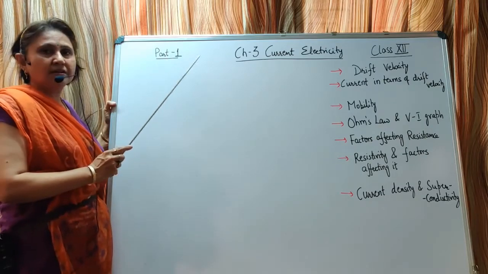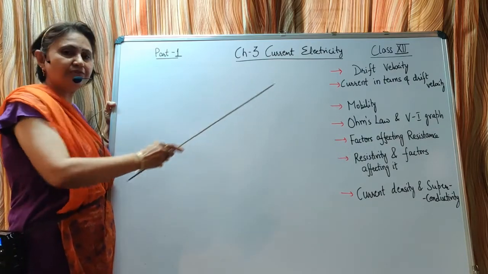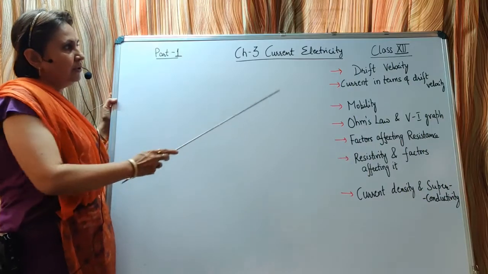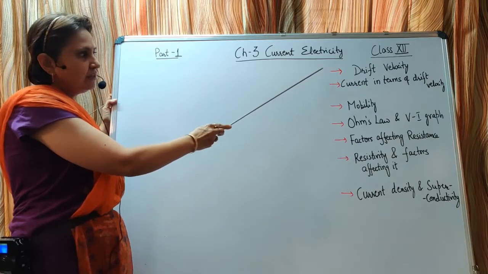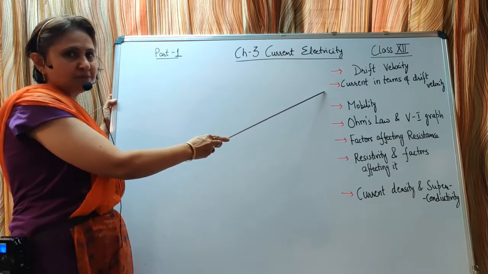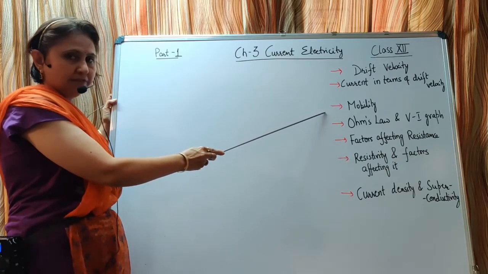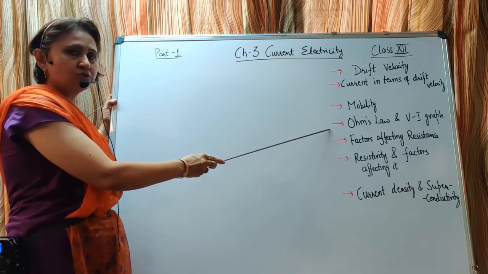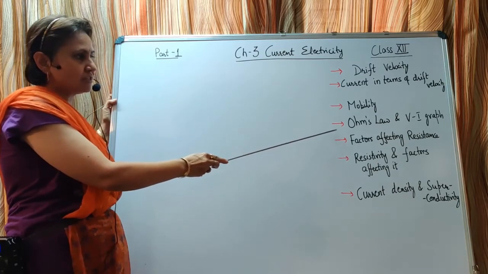This is part 1 of chapter number 3, current electricity of class 12th. In this part we'll study about drift velocity. We'll derive the expression of the current in terms of drift velocity. Mobility we'll discuss. Then Ohm's law and VI graph for few substances.